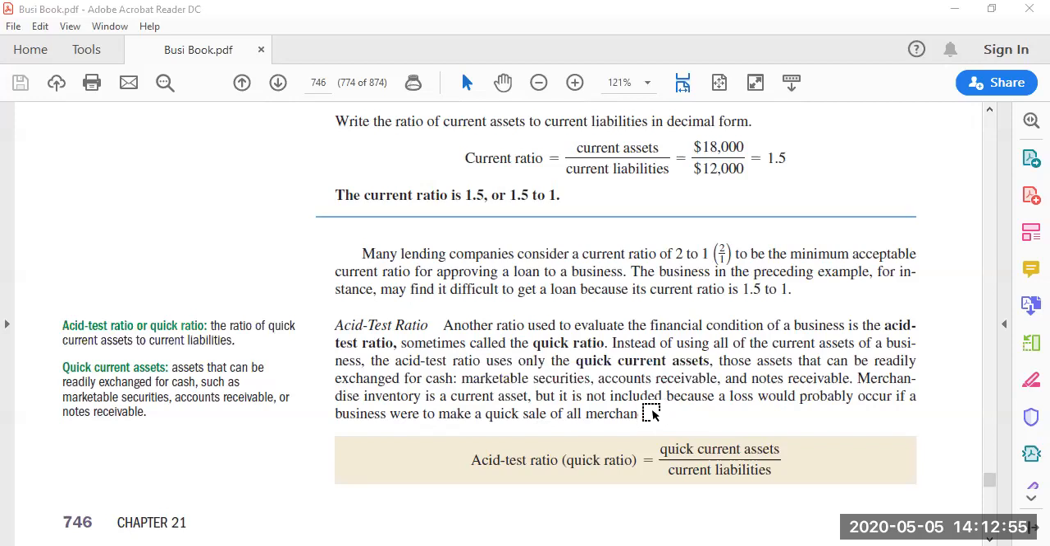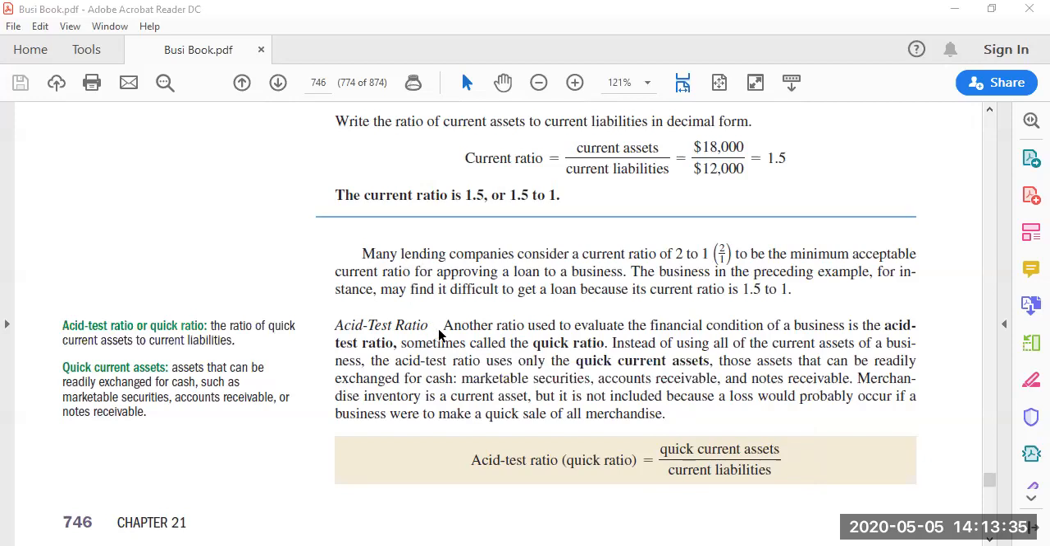So the acid test ratio then takes those quick current assets and divides them by your current liabilities. So if you notice now, they've taken your assets and further broken them down to only those assets that we can quickly convert to cash, and use that number as a ratio with your current liabilities. That gives us our quick ratio, or the acid test ratio. How quickly can we convert assets into cash to pay for our liabilities?